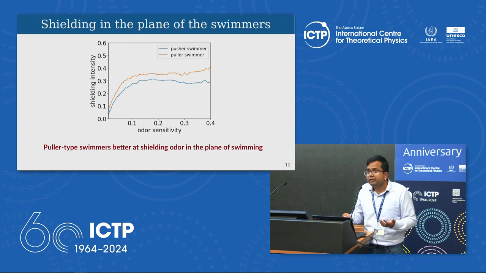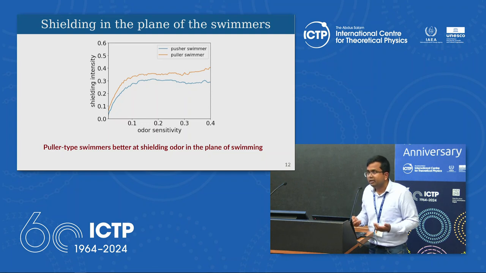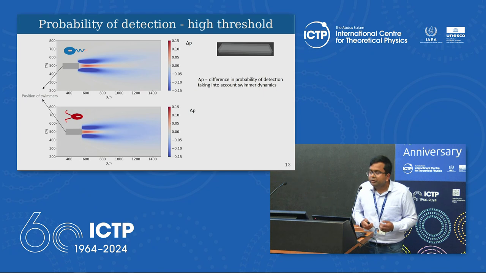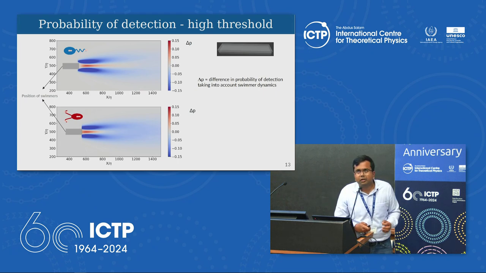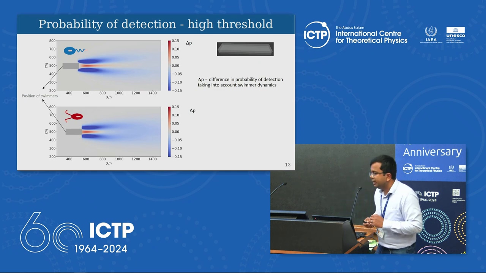By computing this while taking into account the hydrodynamic interactions and not taking them into account, we can see whether the swimming action has an effective shielding ability. In order to do that, we had to define a threshold, and this is a quantity which should depend on the characteristics of the predator. A weak predator, which has a high threshold for detection, let's first look at that.